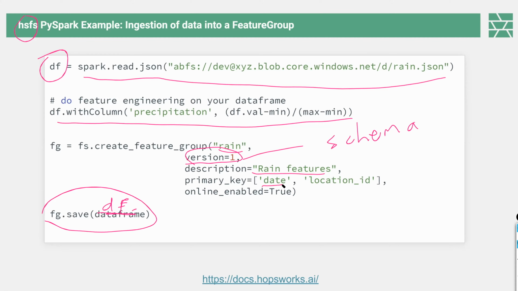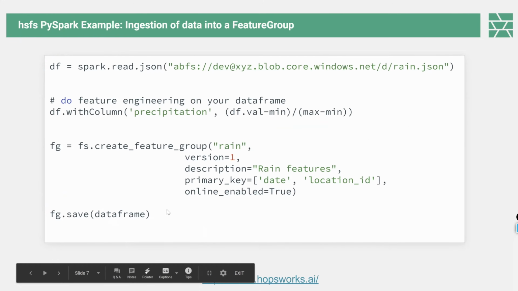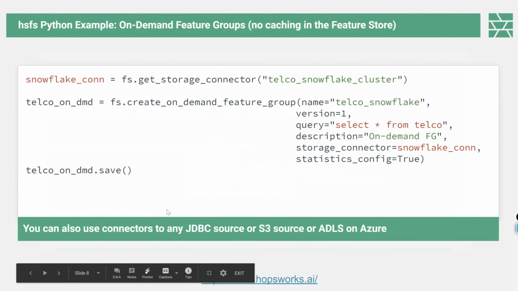In this case, we have date and location ID. So location ID is logically the entity ID here, but the date is also part of our primary key in this particular feature group's case. Now, the final thing we have here is that we indicate that this feature group will also be stored in the online feature store. That means that it'll be synced to both the offline, which is enabled by default, and the online one. Finally, we save the data frame into it.